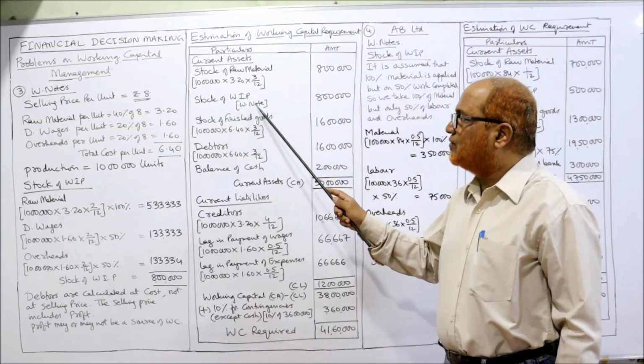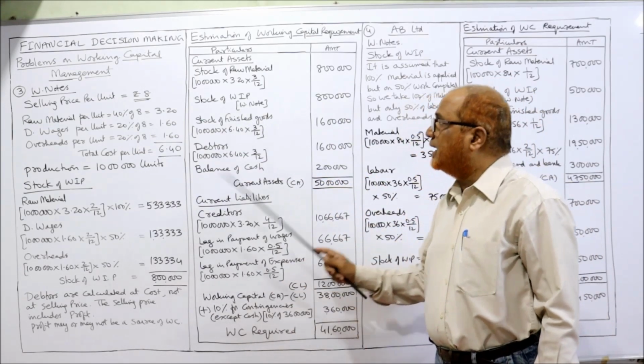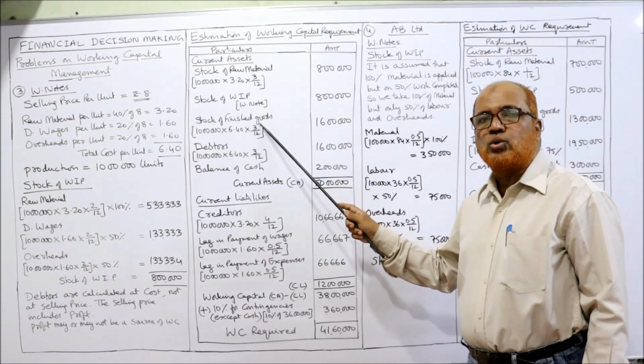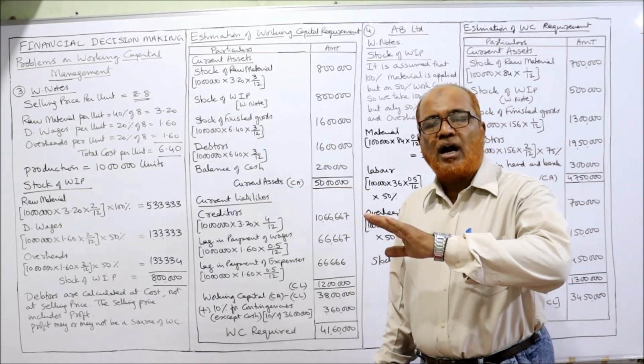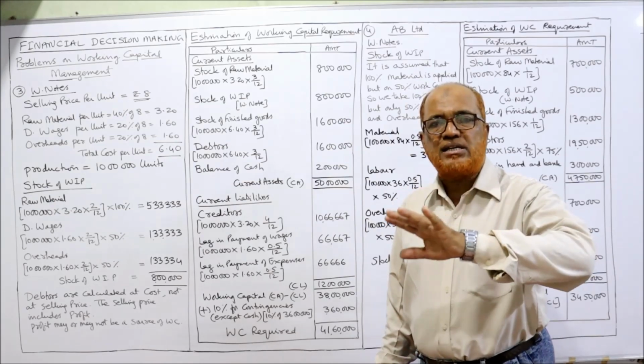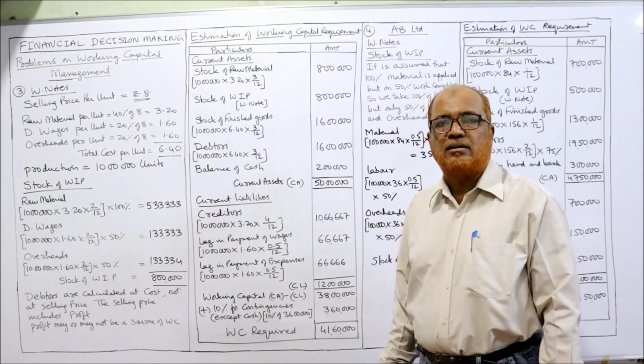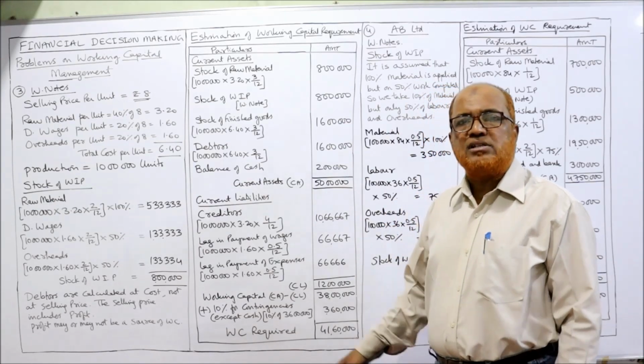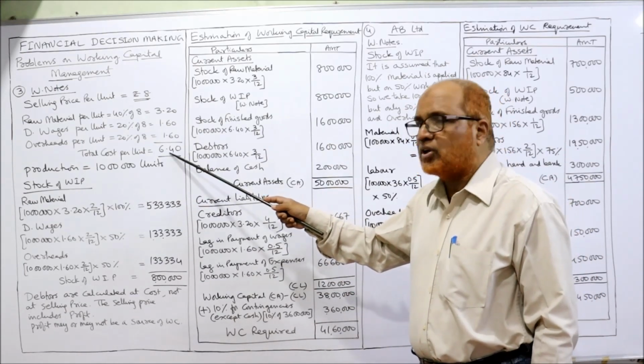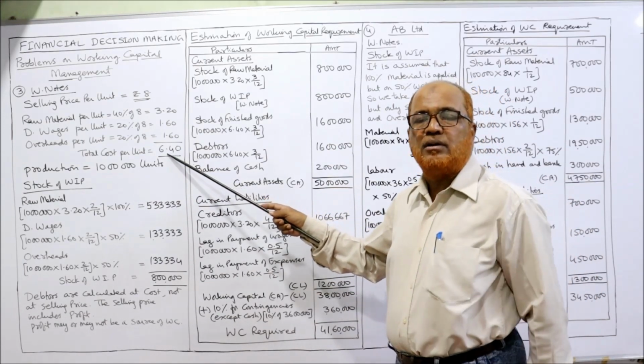Stock of work in progress, working note. Already we have calculated 8 lakh. Stock of finished goods. Finished goods means 100% material, wages and overhead are applied. When everything is applied, what is the cost per unit? 6 rupee 40 paisa is the cost per unit. Right?